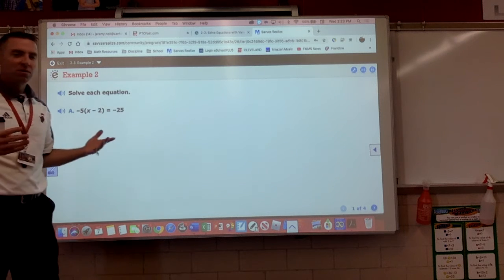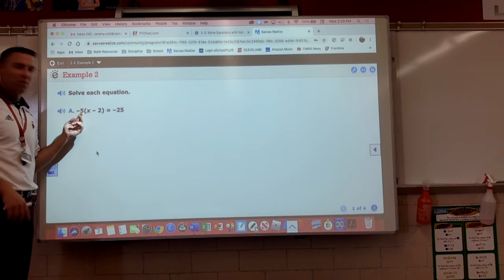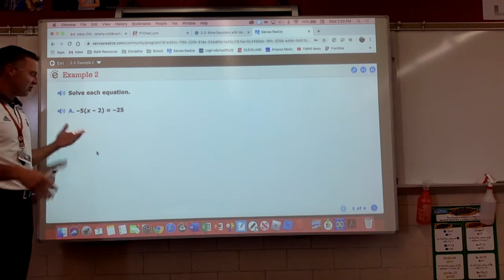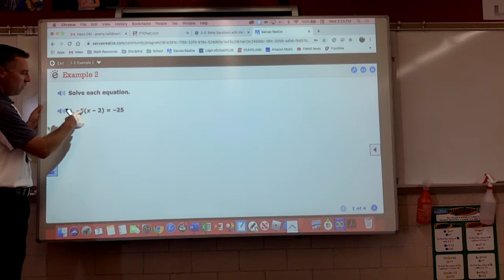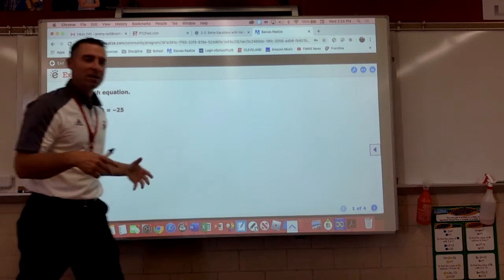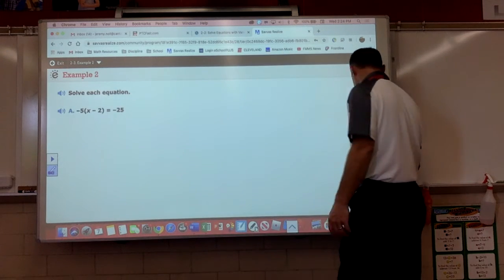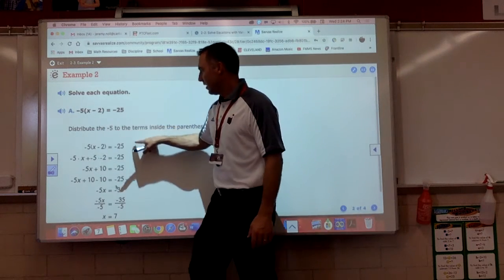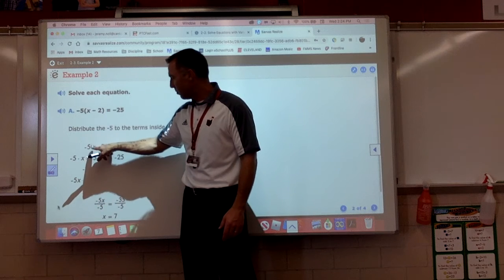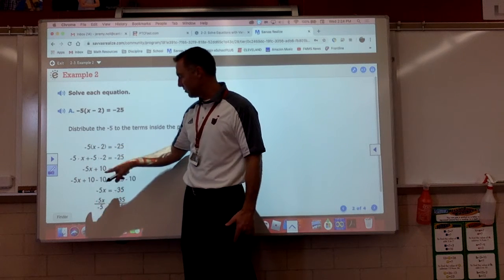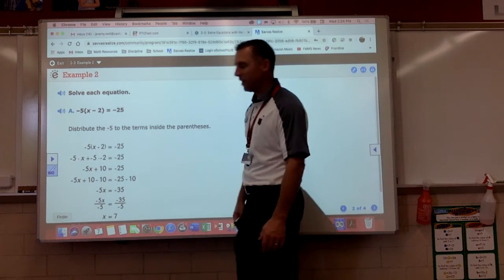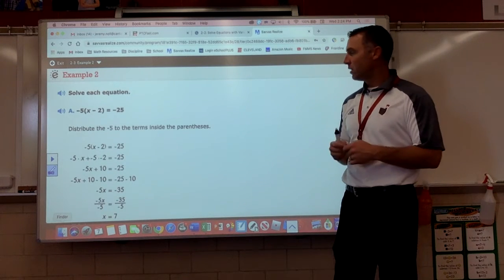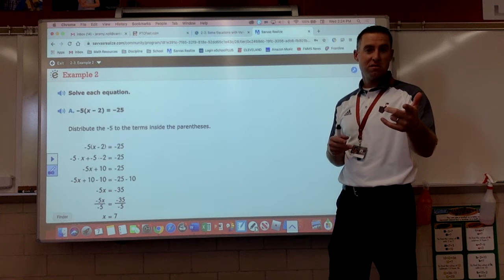Now, folks, all we're doing different on this is we are distributing with a negative number. We got to remember our rules for multiplying integers. When we multiply a negative times a negative, it's going to turn into a positive. They are multiplying this negative 5 times a negative 2. That's why this turns into a positive 10. Other than that, there's no difference. Solve the equation the way you've been taught. Questions?